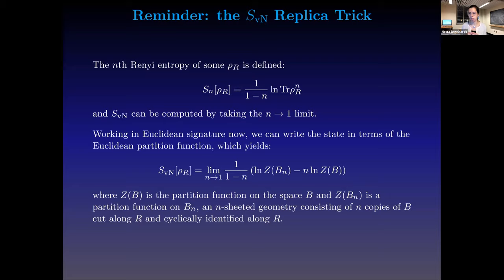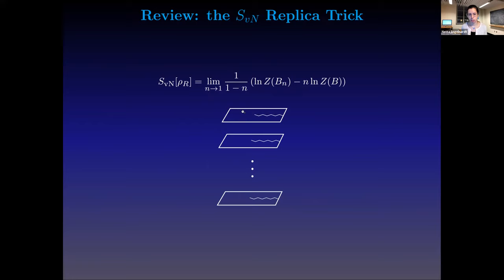So here is a picture. Again, these are going to be cyclically cut along R and cyclically identified along it. I didn't actually draw that. This is the cyclic identification. So this is just a standard replica trick if we're working in Euclidean signature.